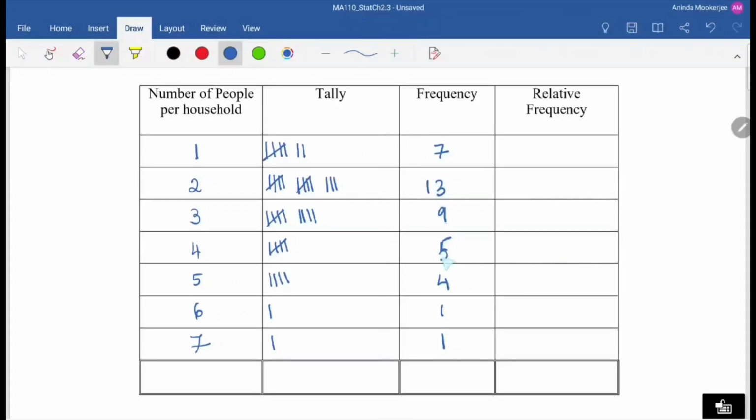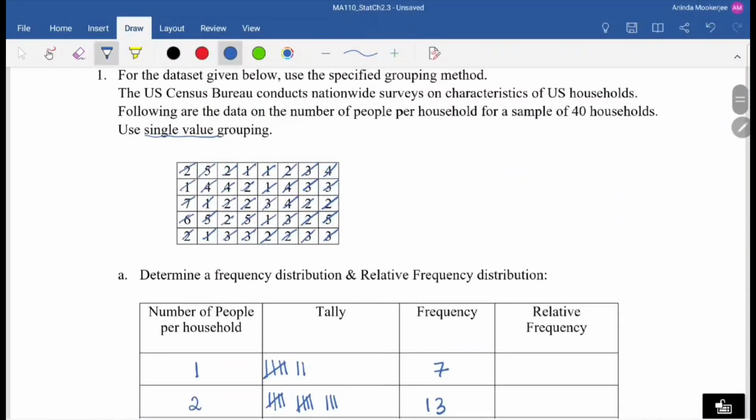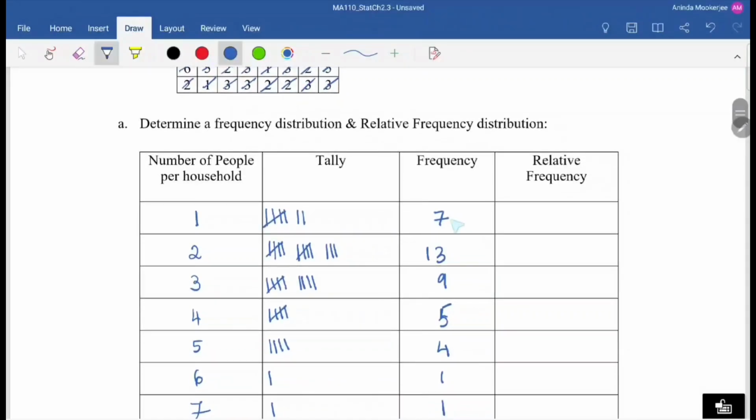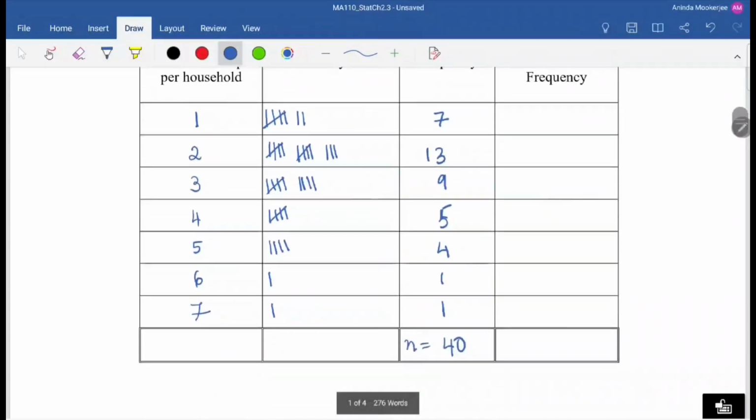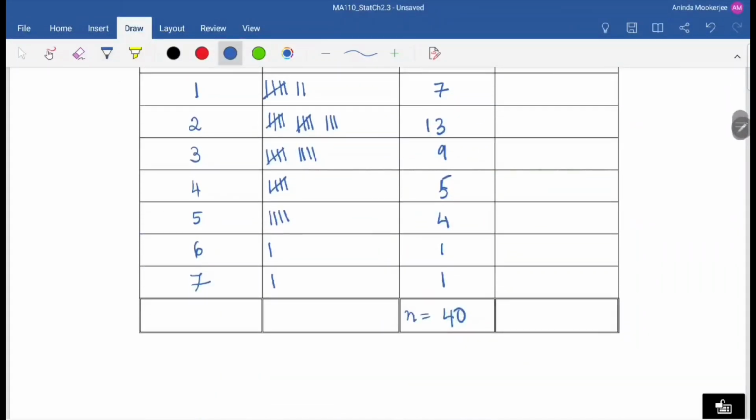Now we have to sum up the frequency values. 7 plus 13 plus 9 plus 5 plus 4 plus 1 plus 1, and we should get a sum total, which is also called n, which should be equal to 40. So please do the addition and make sure that it matches the size of the data set that was given to us, 40 households, because that will tell you that your tally was correct. It can still go wrong in between. However, at least you counted all of them.